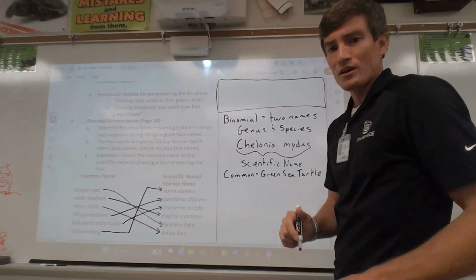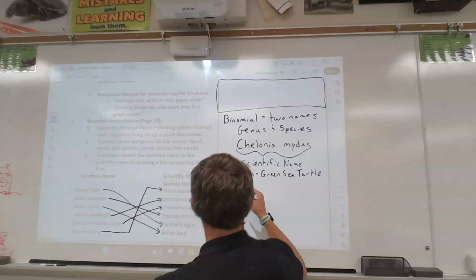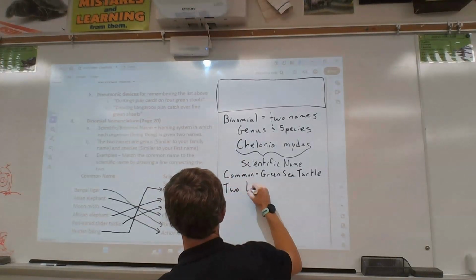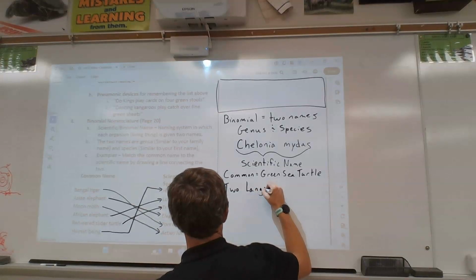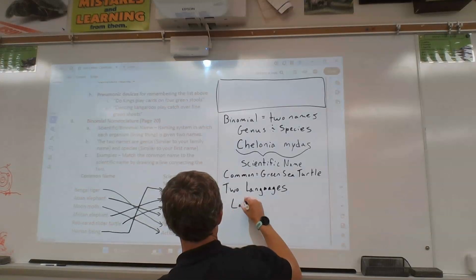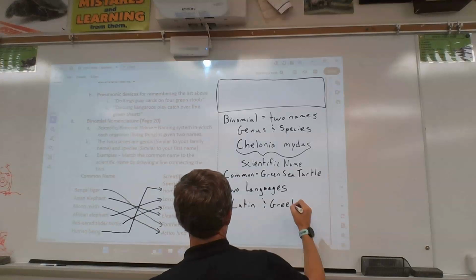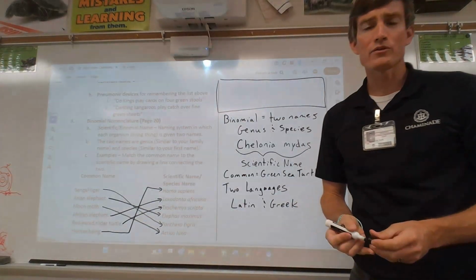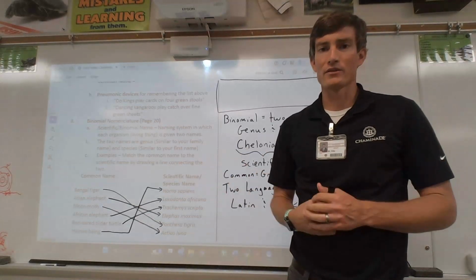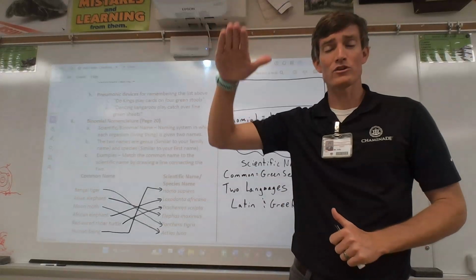Now, the last thing I want you guys to think about is how these names actually come to be. Most of these names come from 2 different languages. All right, so 2 languages. They come from the languages Latin and Greek. All right, Latin and Greek. And so these 2 languages come together to form all of the scientific names that we know of for classifying living things.